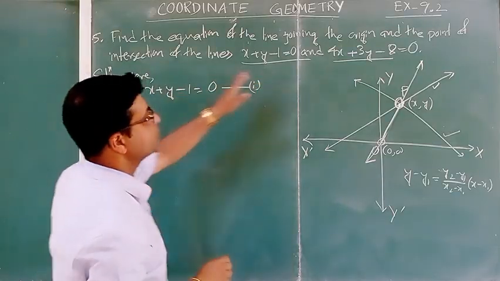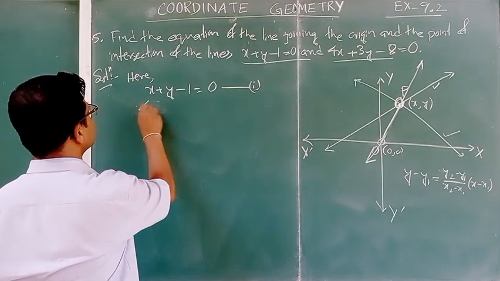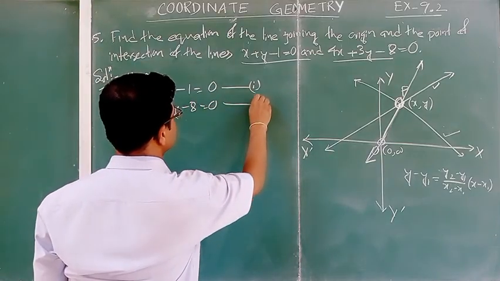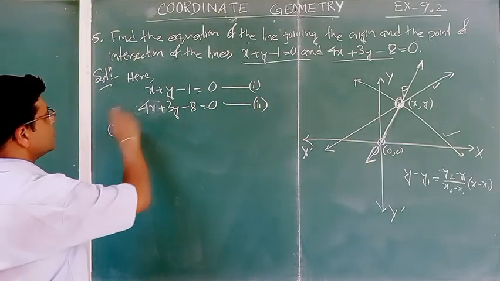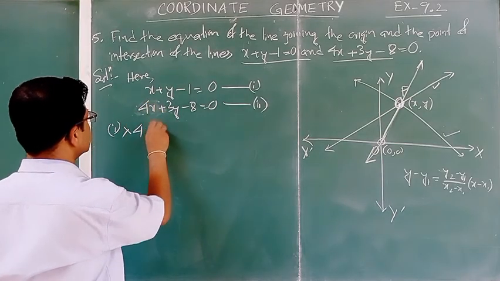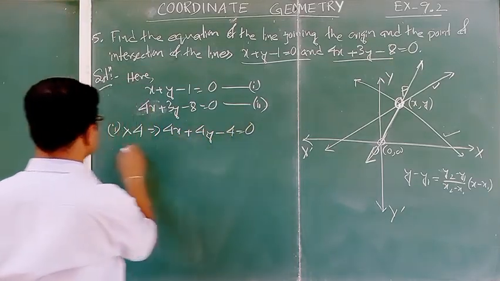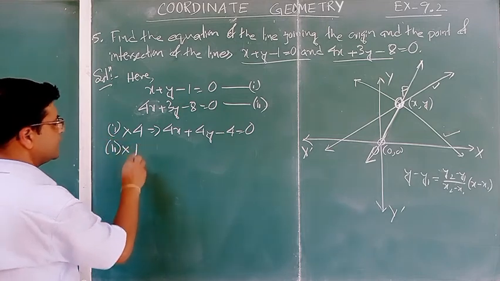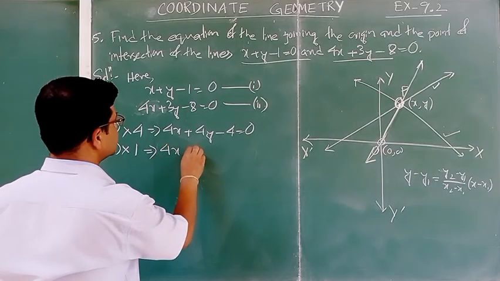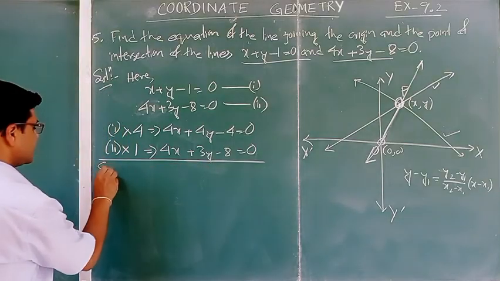Let us solve these two equations by applying the elimination method. Equation 1 is 4x plus 4y minus 4 equal to 0. Equation 2 is 4x plus 3y minus 8 equal to 0. Let us multiply equation 1 throughout by 4, because its coefficient is also 4, to make the coefficients of x the same. Equation 2 is multiplied by 1. Now we shall subtract.